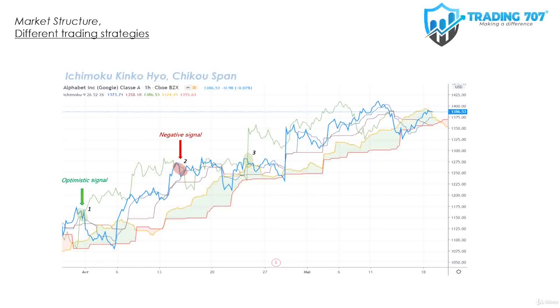Similarly, on the other signal, where the Chikou span crossed Google price upward. Similarly, for the fourth signal, when the Chikou span crossed Google price upward. Finally, the fifth signal is generated when the Chikou span crosses Google price downward despite an upward trend that will be sustained for a few more sessions.